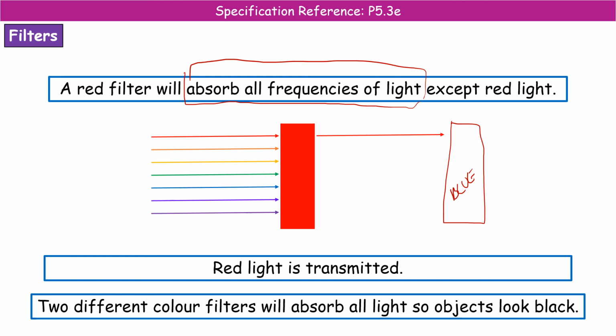Watch out for different ways they phrase this. Sometimes they say something along the lines of, you have a blue book under red light, what colour does it look? Because you've only got red light, that's only the red frequency. If it's a blue book, it will only transmit the blue light. There is none, so it appears black. So basically what you're looking for is any colour that doesn't match with your filter or the colour of light, then it will be black.